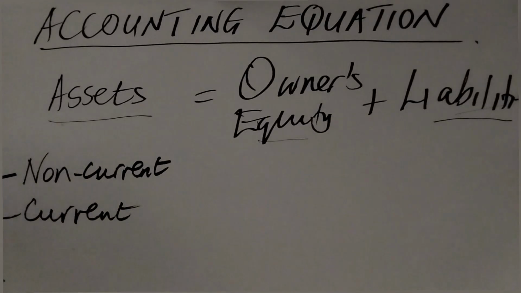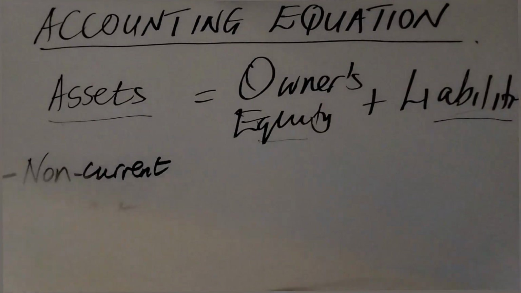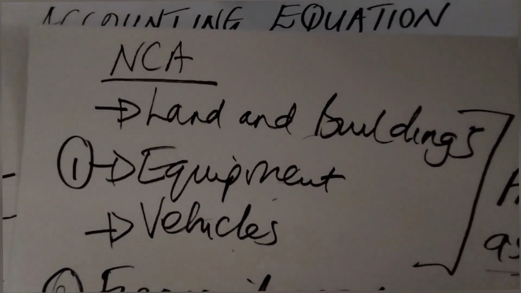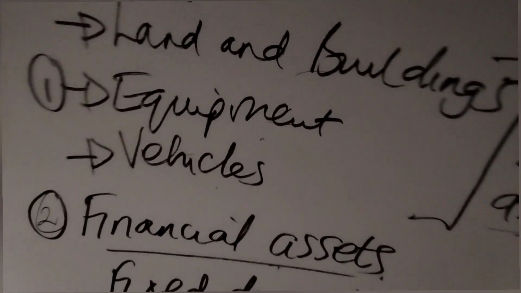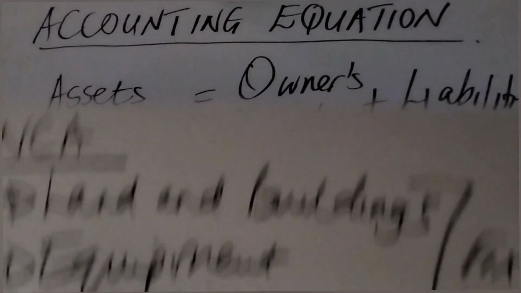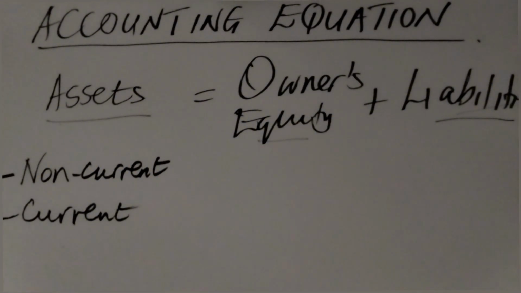So to recap, what are we saying? We've got non-current and current assets, and then the non-current assets can be further classified into your fixed assets and your financial assets.